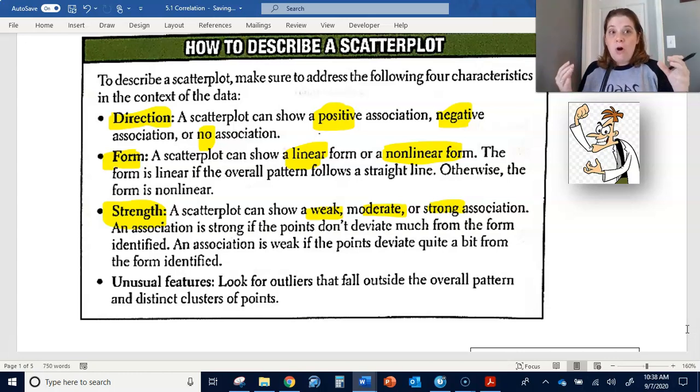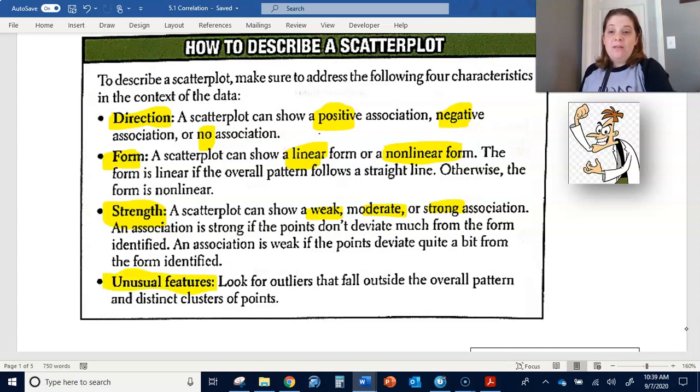Basically, it's strong if your points don't deviate much from your form identified. So if you think it looks like a parabola and it really looks like a parabola, that's very strong. Or if you think it looks like a straight line, but it's kind of weak, scattered on there, then that would be a weak relationship. And again, we're going to be talking about that more today.